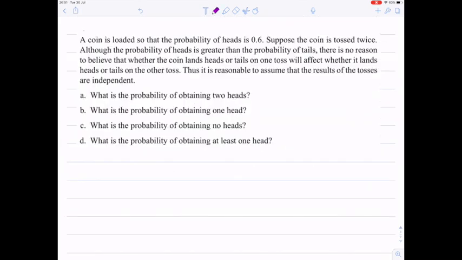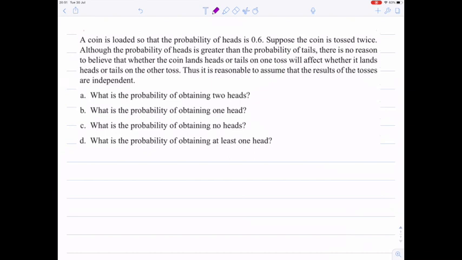So let's see how we can use this idea of independence in an example. So here we've got a coin, and it's not actually a fair coin. It turns out that the probability of it coming up heads if you flip it is 0.6, whereas the probability of coming up tails is 0.4. So you're more likely to get heads than tails. However, this doesn't mean that you would think that if the coin lands heads or tails on one toss, that's going to affect whether it lands heads or tails on the next toss. It's reasonable to assume that the results of the tosses are independent.